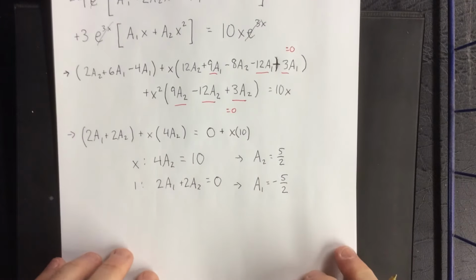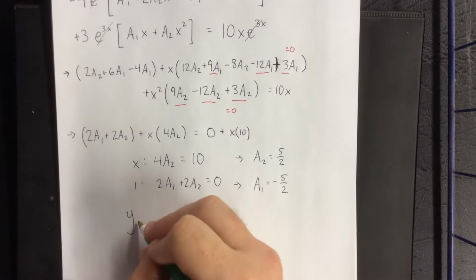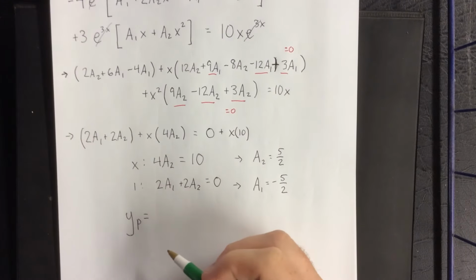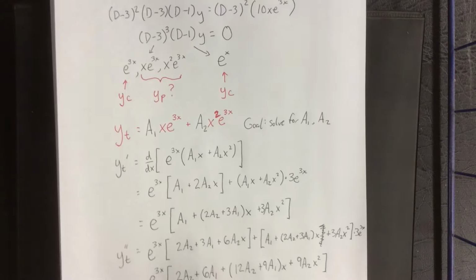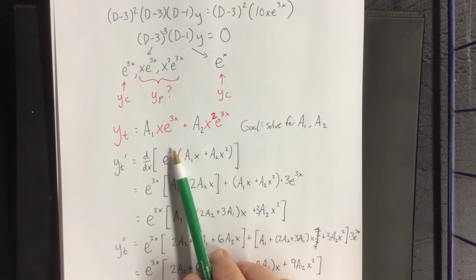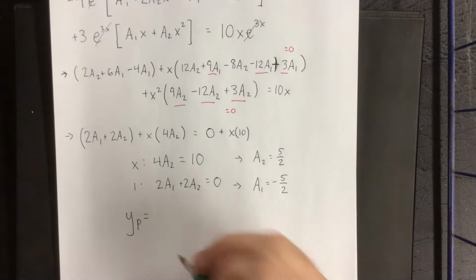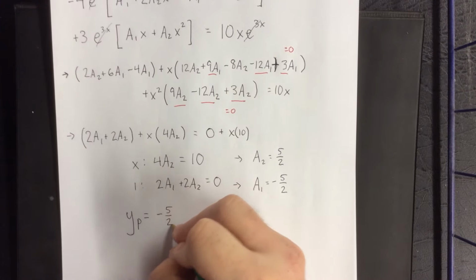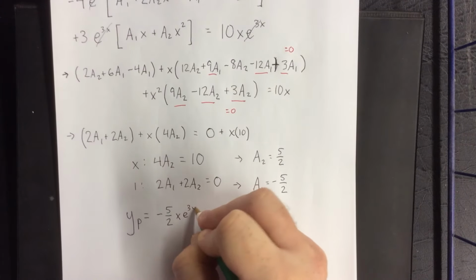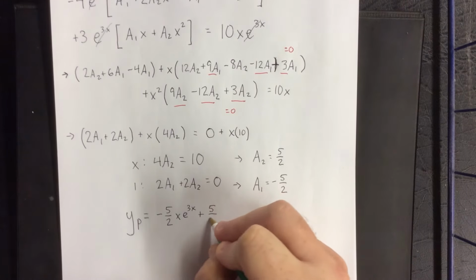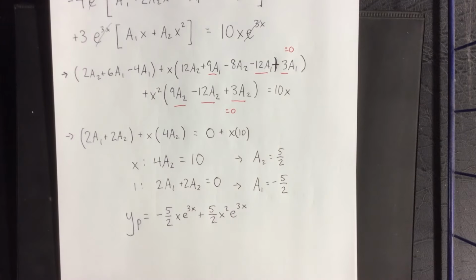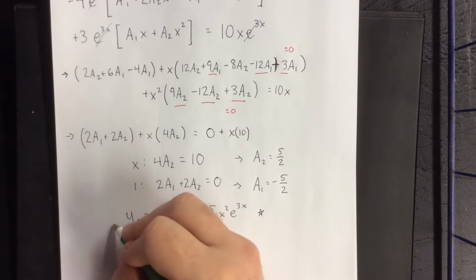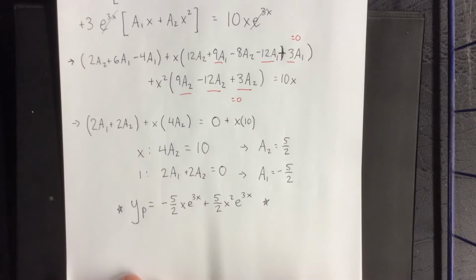Reinterpreting what a2 and a1 were in the first place, we go back to our trial solution. The trial solution told me that a1 is the coefficient of x e to the 3x, and a2 is the coefficient of x squared e to the 3x. So a1 times x e to the 3x plus a2 times x squared e to the 3x. This is your particular solution. Put some stars around that because, well, it's a celebration.